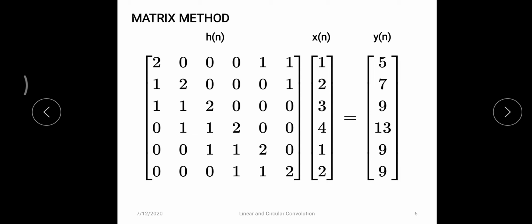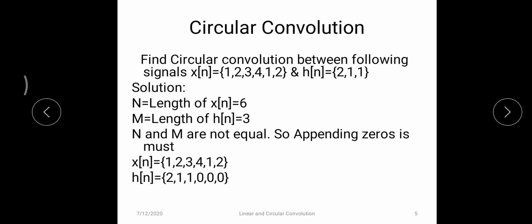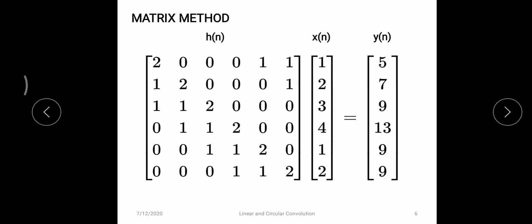Now if I see the sequence, h of n is equal to 2 1 1 0 0 0. Take those samples and place them in the first column: 2 1 1 0 0 0. To get the next column, rotate the last 0 to the top of the second column and shift these values down by one. Similarly, to get the third column, rotate the 0 to the top of the third column and shift these values.